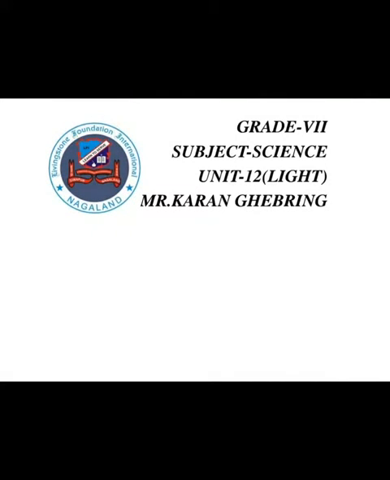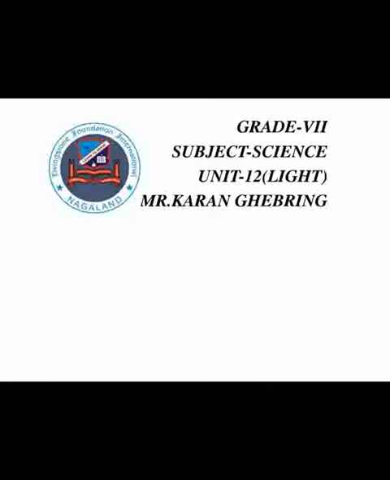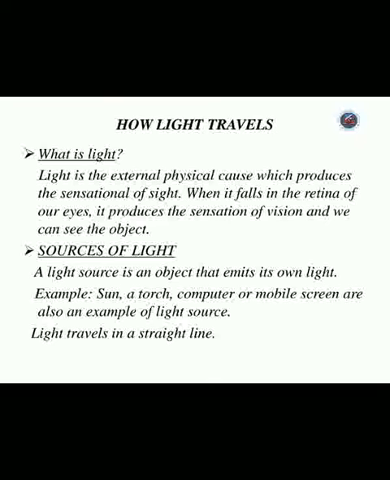Today's topic for science is taken from unit 12, that is light. So let's start with what light actually is. Light is the external physical cause which produces the sensation of sight. It commonly refers to electromagnetic radiation that can be detected by the human eye. When it falls on the retina of our eyes, it produces the sensation of vision and we can see the object.